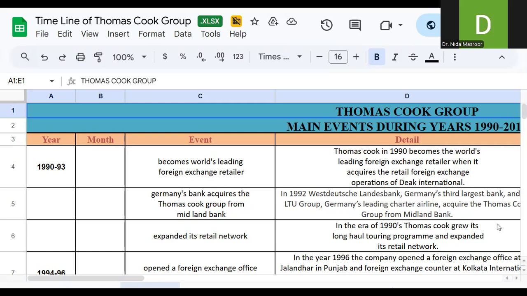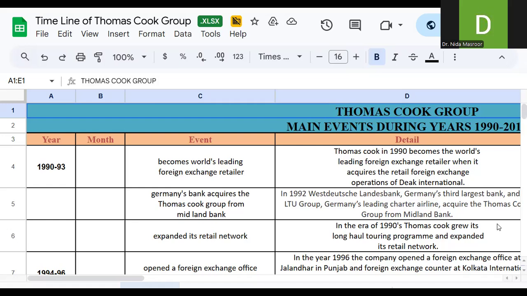Nida Masood with another brainstorming session on how to develop a timeline. First of all, we need to understand what a timeline is all about, and how we make use of that particular timeline in a productive way, either developing a case study, either in research or any other decision-making tool.